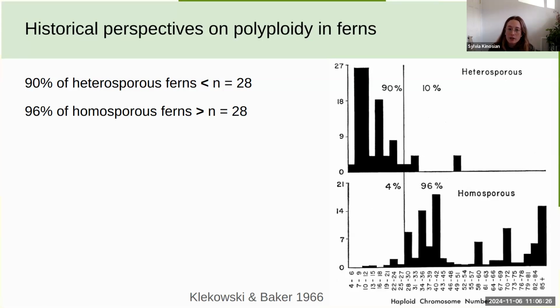of heterosporous ferns have a base chromosome number less than 28, and 96% of homosporous ferns have a base chromosome number greater than 28. And so you have this really striking divide in the low chromosome numbers of the heterosporous ferns, high chromosome numbers of the homosporous ferns.